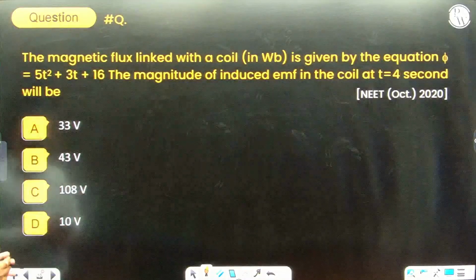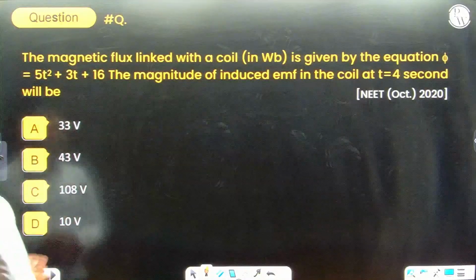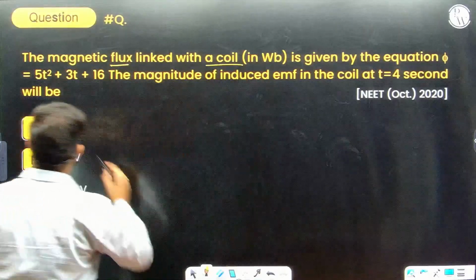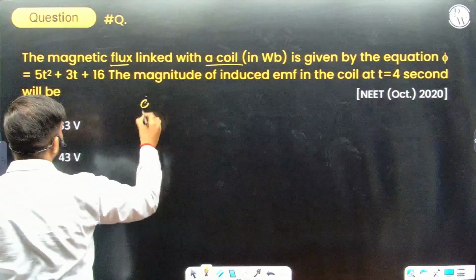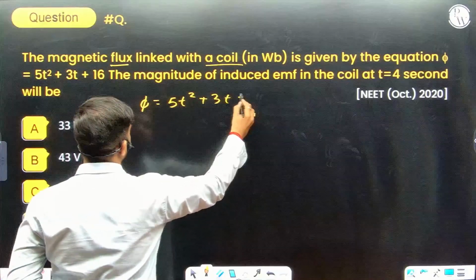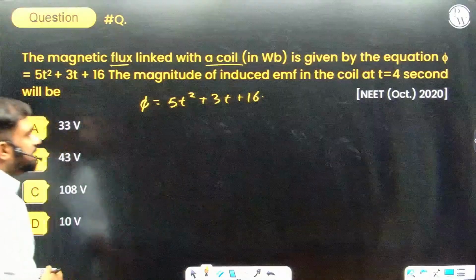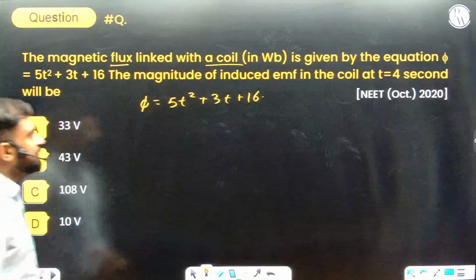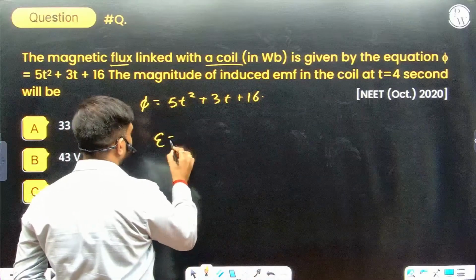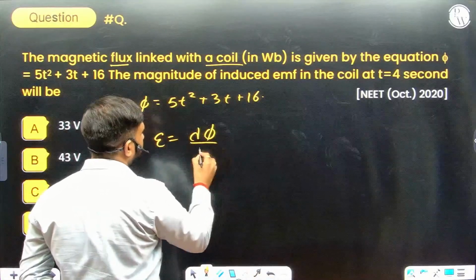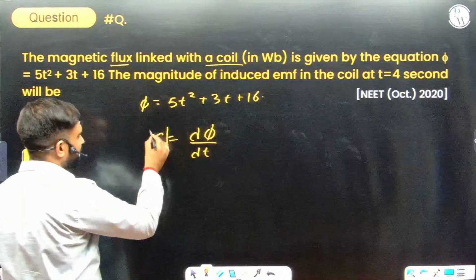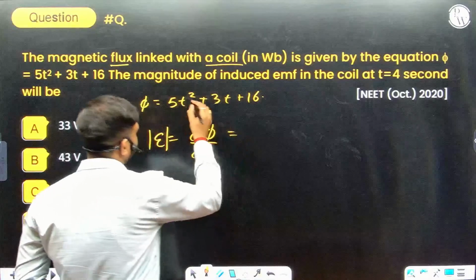Okay, let's take an example. They are saying magnetic flux linked with a coil is given by the equation phi equals 5t square plus 3t plus 16. Find the magnitude of induced EMF at t equals 4. If we are just finding the magnitude, let's just differentiate it. The minus sign, we know what it represents, but right now I am just bothered about magnitude. Differentiate this with respect to time.